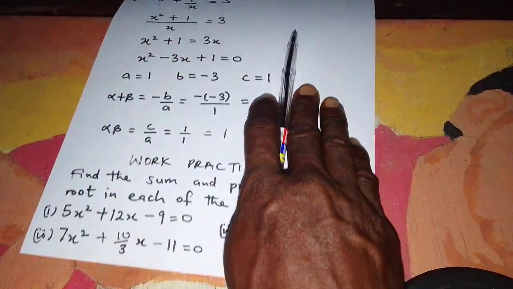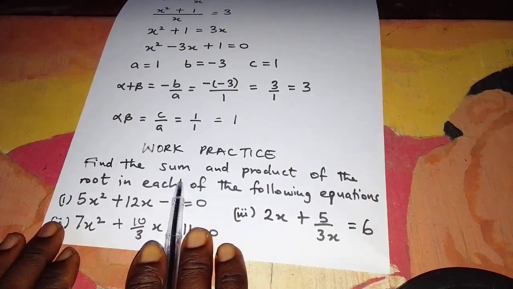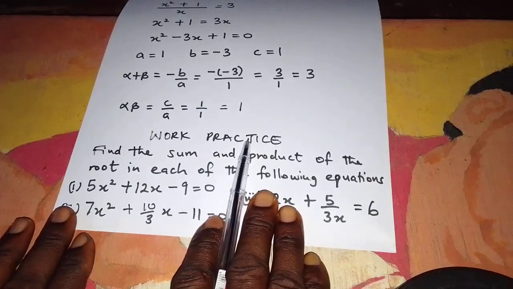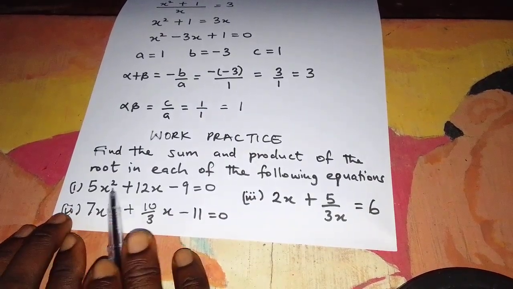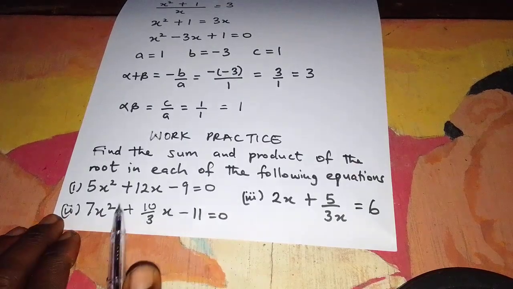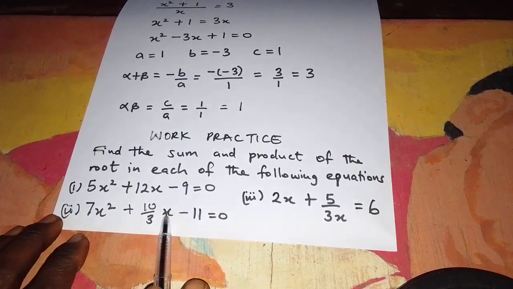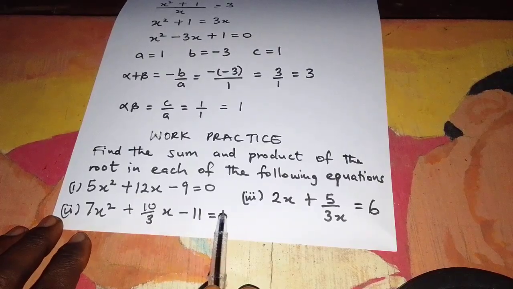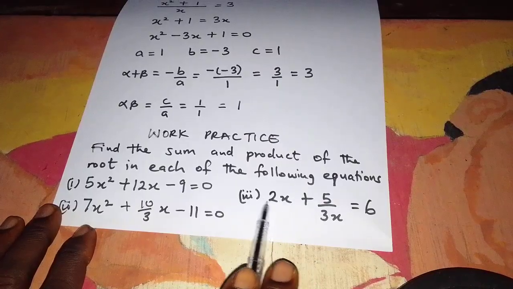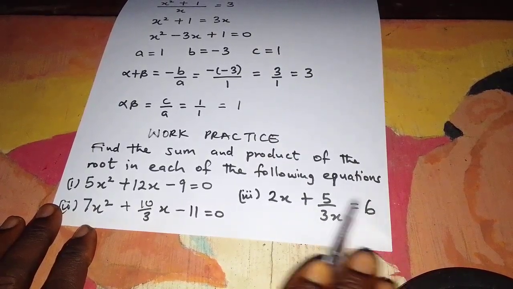Now for the practice work. Find the sum and the product of the roots in each of the following equations. Number 1, 5x squared plus 12x minus 9 equals 0. Number 2, 7x squared plus 10 over 3x minus 11 equals 0. Number 3, 2x plus 5 over 3x is equal to 6.